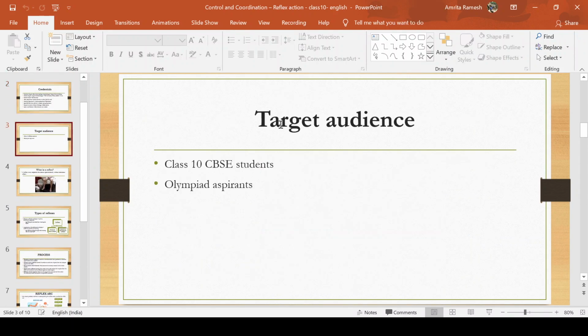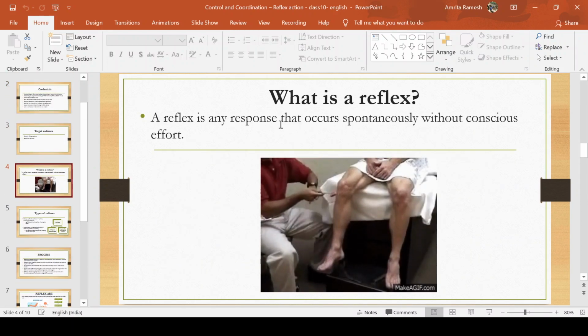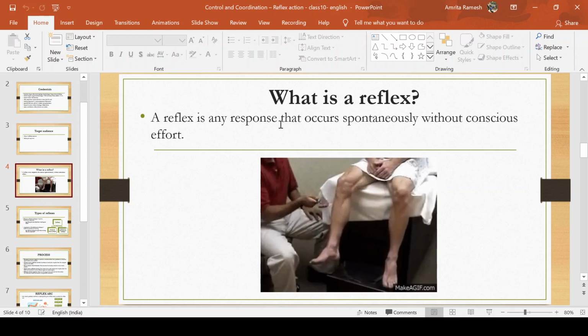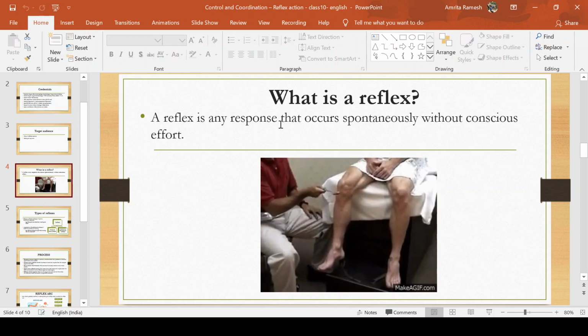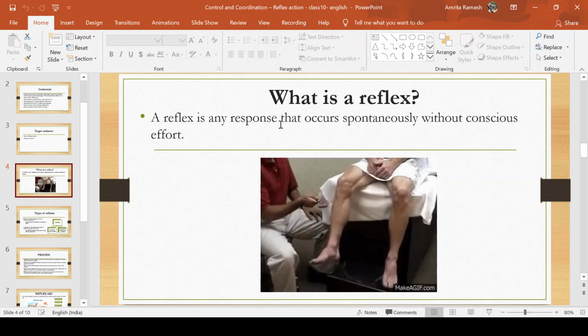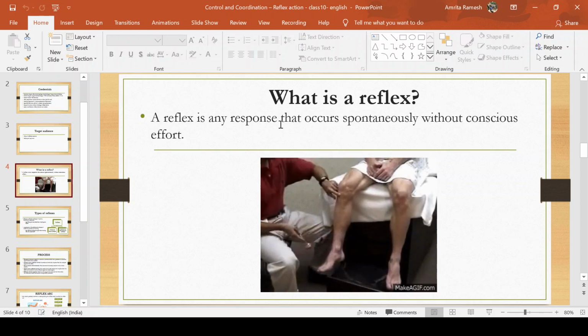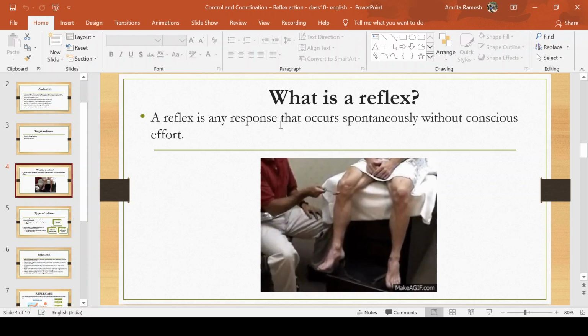I also wanted to tell you about the knee jerk reflex. This is called the deep tendon knee jerk reflex. This is what a reflex is. Immediately, within no time, the leg moves. This is exactly what a reflex is. How does it happen? On the surface of the knee, there is one particular region. When you hit that particular region, our knee will immediately start flexing.